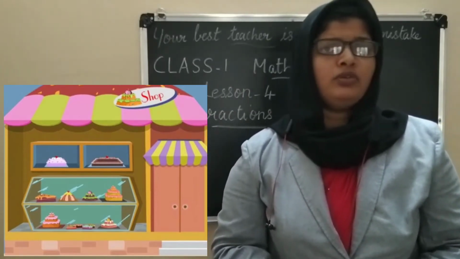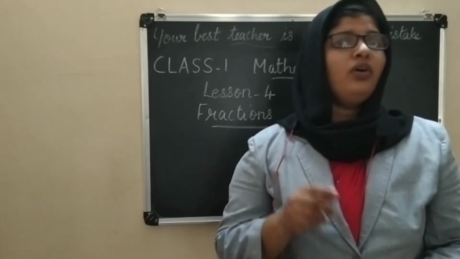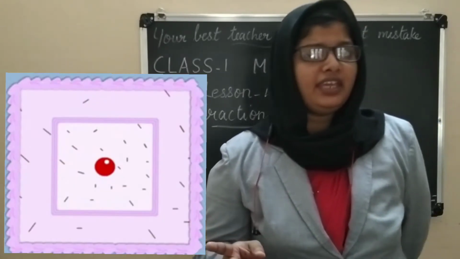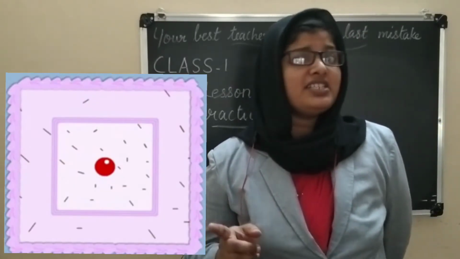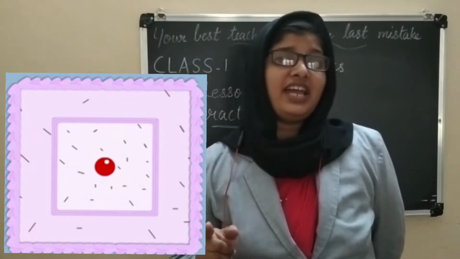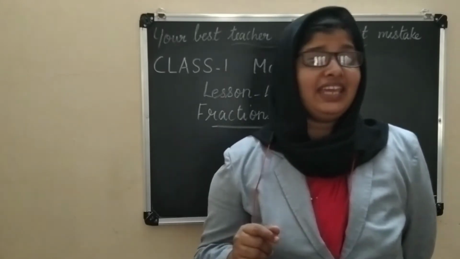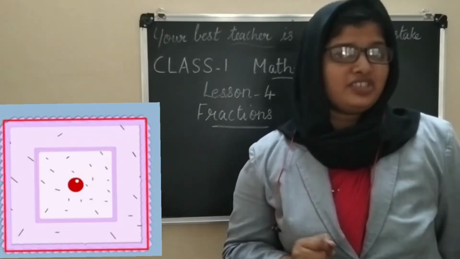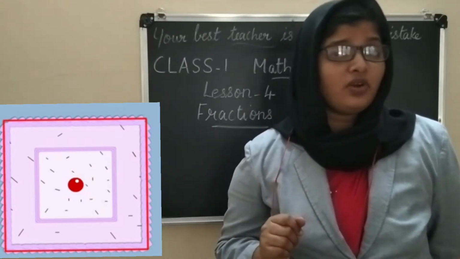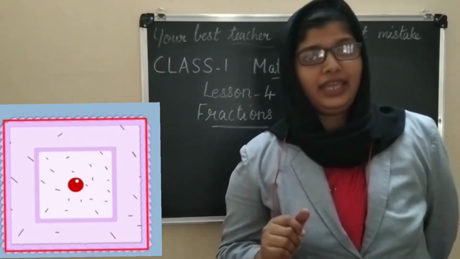All of you can see a cake shop, isn't it? Yes. Now look at this cake. You can see a cake. This cake is dash in shape. Which is the shape? Yes, the cake is square in shape. So this is also a whole. This is a whole cake.